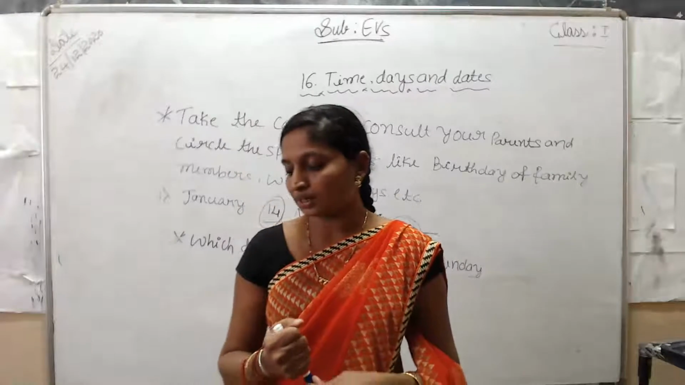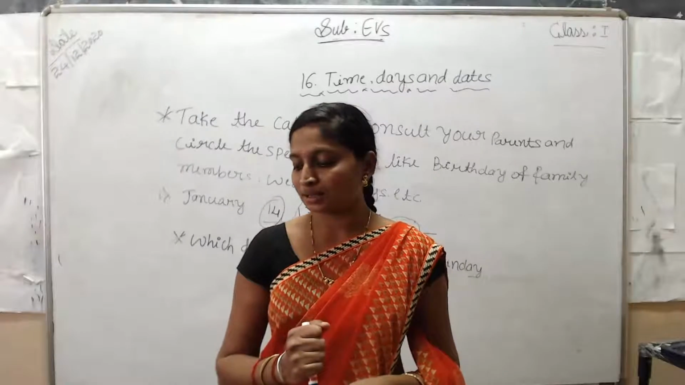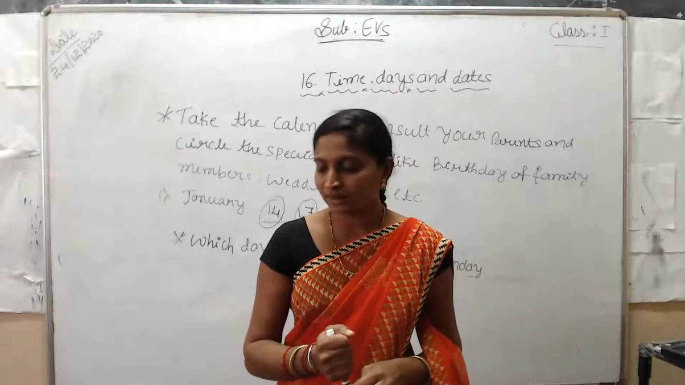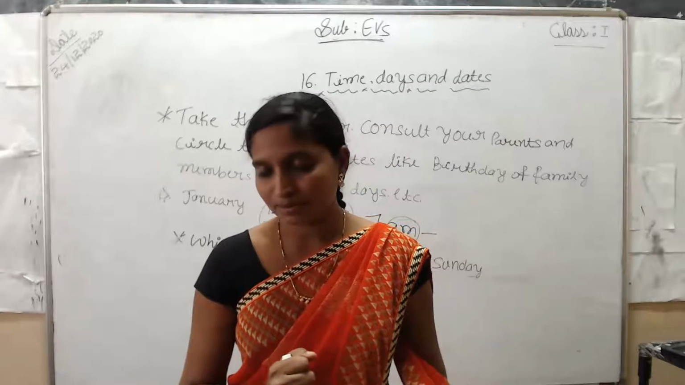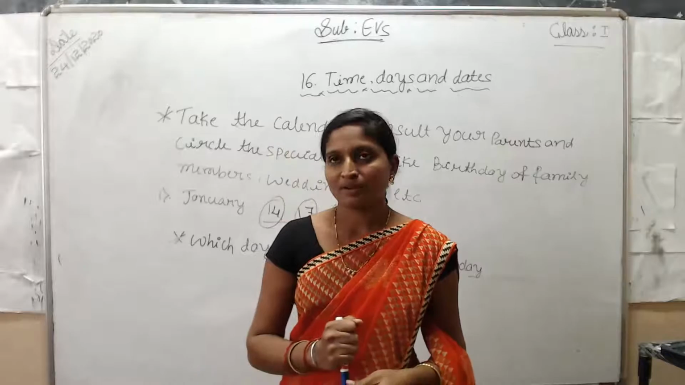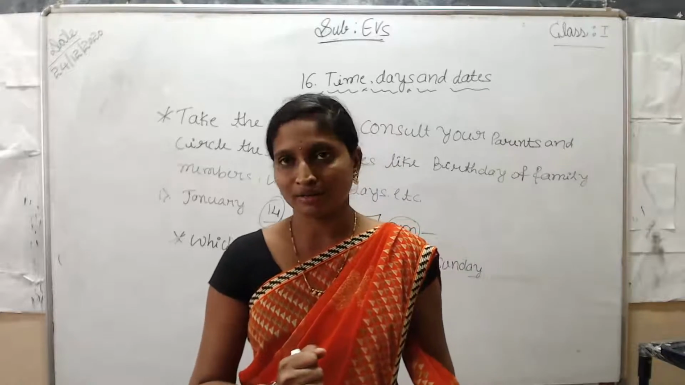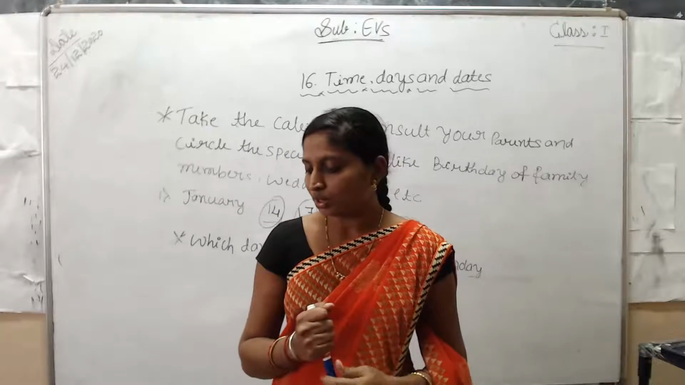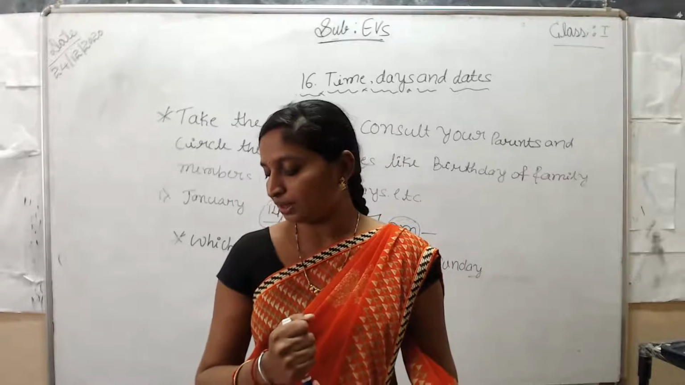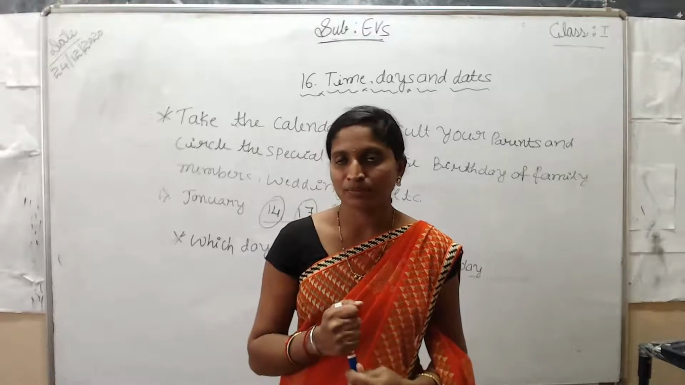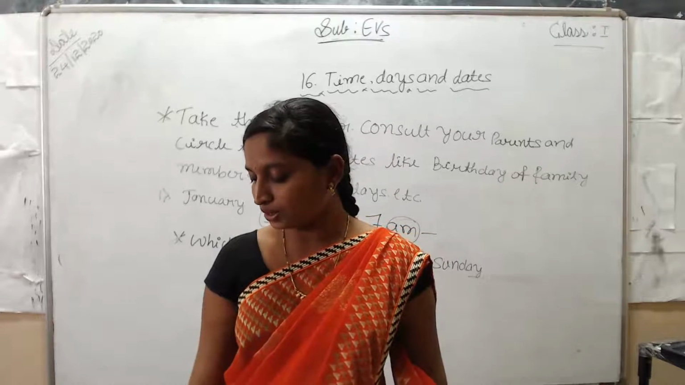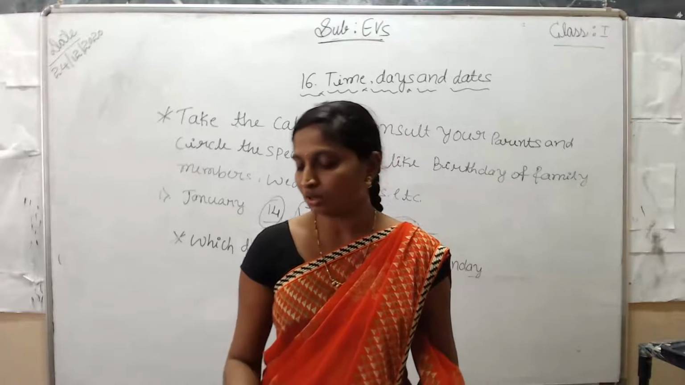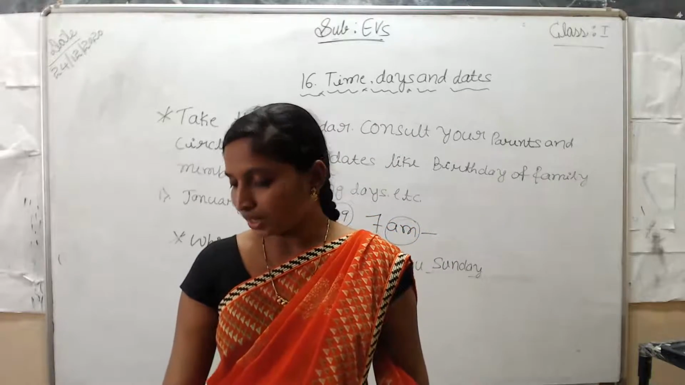Next, naming days. What are the naming days? Days also have names like us. Look at the calendar and read out the names of the 7 days of the 1 week, and note down the activity. One activity that you like to do each day. Write it down. Ask your parents and write it. Which day is a holiday for you? Sunday is a holiday for you. You have to write Sunday.